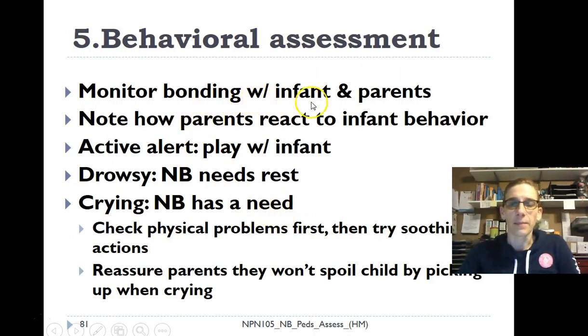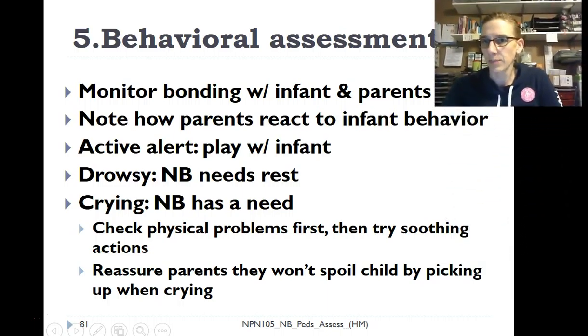All right. Behavioral assessment, monitoring bonding with the infant and parents. Note how the parents react to the infant behavior. Can they care for this baby? Are you comfortable sending this baby home with his mom and dad? Are they going to take care of it? Are they going to react when the baby cries? Are they going to pick it up? Are they going to make sure it gets fed?